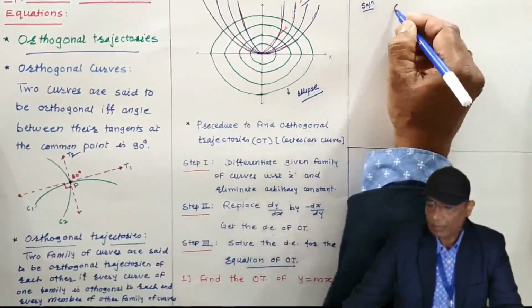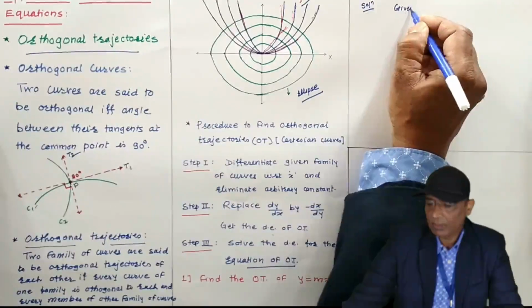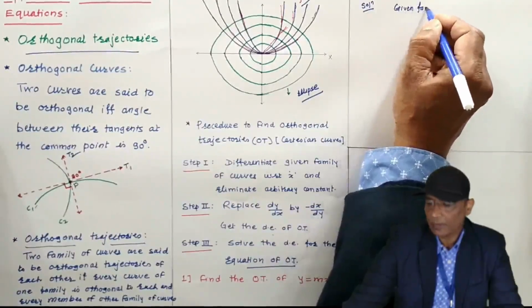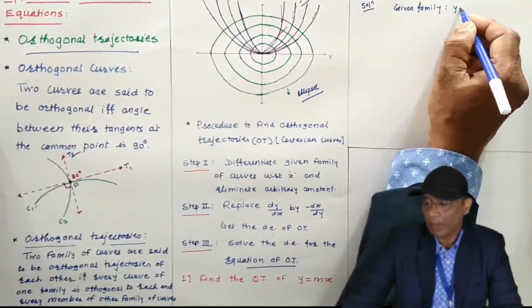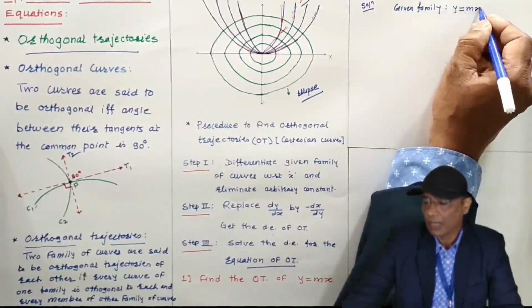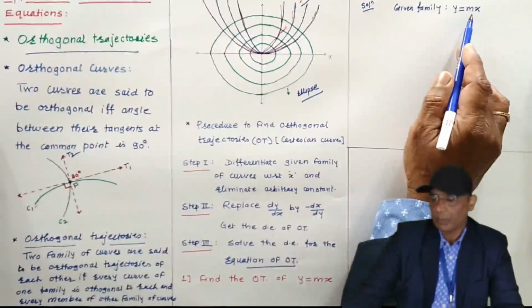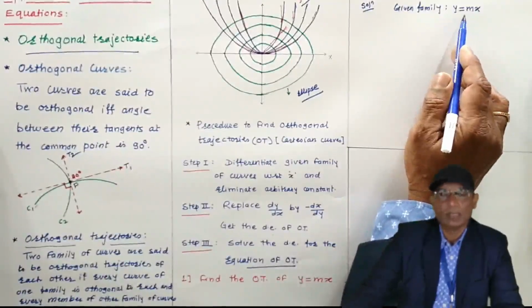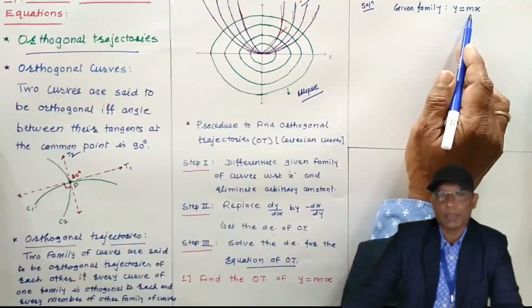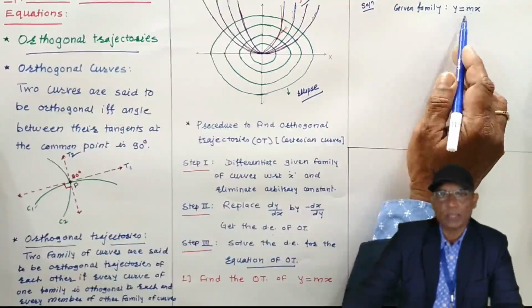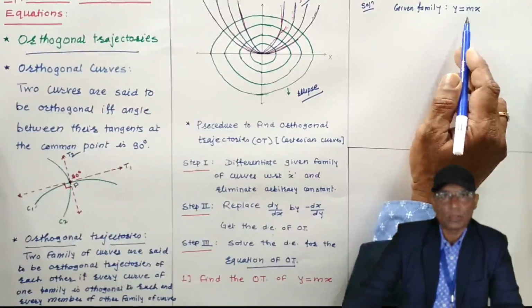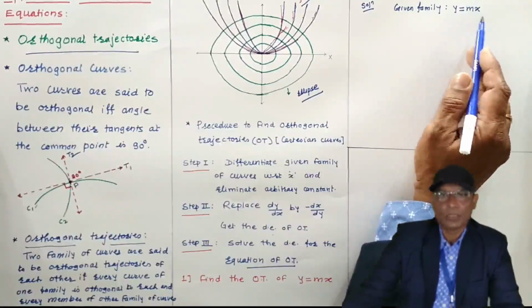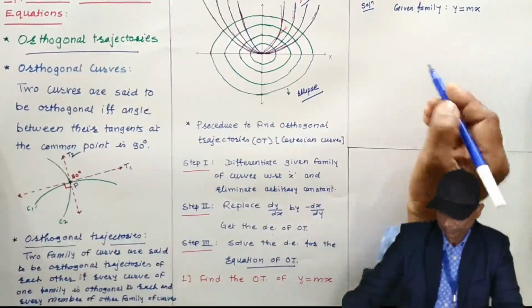Yes, this is the given family of curves. What is the given family of curves or lines here particularly? y is equal to mx. This is why I am calling it a family, because for m equal to 1 you get the line y equal to x. If you put m equal to 2, y equal to 2x line, y equal to 3x line, y equal to 4x, 5x, like this. All those lines pass through the origin because there is no free constant in the equation of the line.